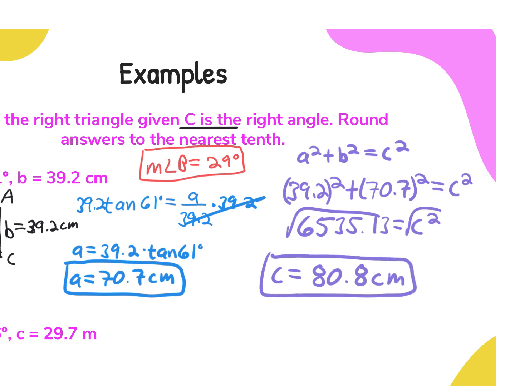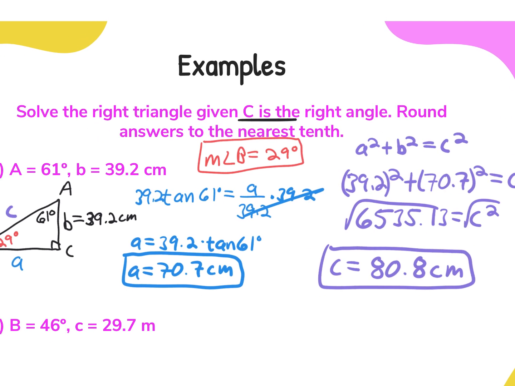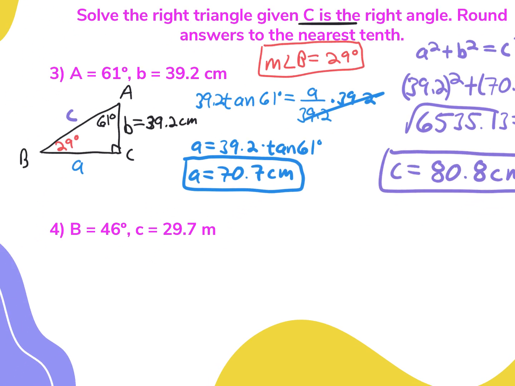Is anything missing, or did we find everything? Yeah, I think we found everything, right? We have all of our angles, we have all of our sides. So we know we're done. All right. The order in which you do things doesn't matter. Just look around, try to find the easiest pieces of information first. And then sometimes you'll have to do more steps to find everything else. All right, but are you okay with that one? Okay.